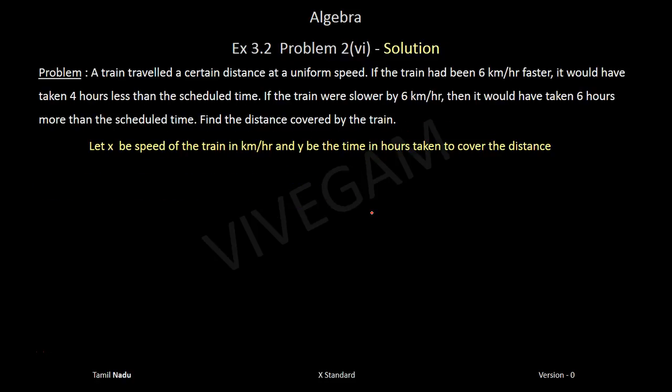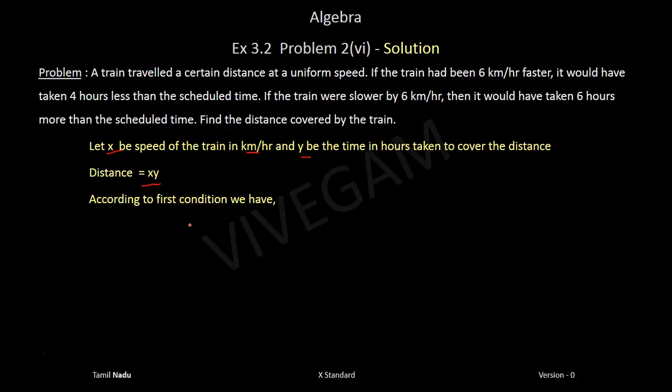Okay, the solution. Let x be the speed and y be the time taken in hours. Right? x is in kilometers per hour. So what is the distance? The formula is speed into time, so it is x into y. So distance is x into y.